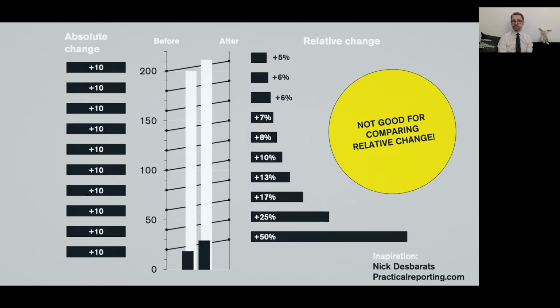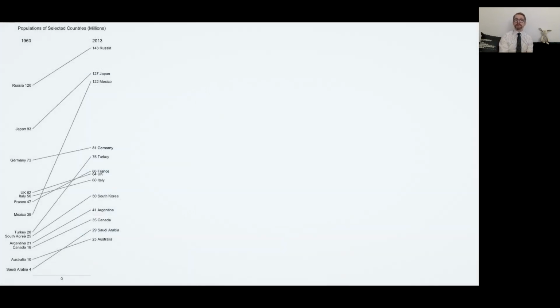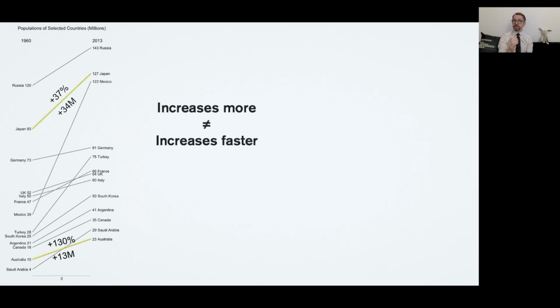Let's go to a real-world example. This compares population in selected countries between 1960 and 2013. We're going to be comparing Japan at the top and Australia at the bottom. The slope for Japan is much steeper, but actually the change is relatively smaller by a lot. In Japan, the population increased only by 37%, but in Australia, it increased by 130%. So remember that what increases more is not what increases faster.